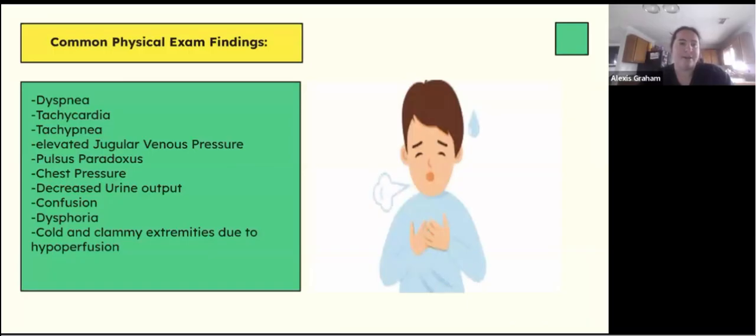So common physical exam findings would be dyspnea, tachycardia, tachypnea, elevated jugular venous pressure, chest pressure, pulsus paradoxus, increased or decreased urinary output, confusion, dysphoria, and then cold and clammy extremities due to hypoperfusion.